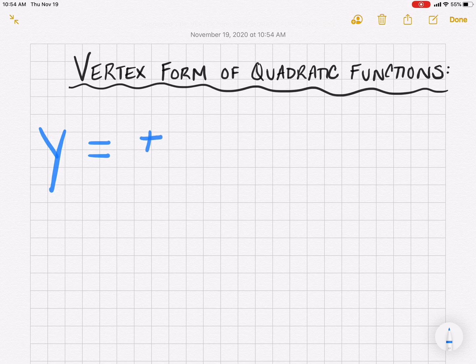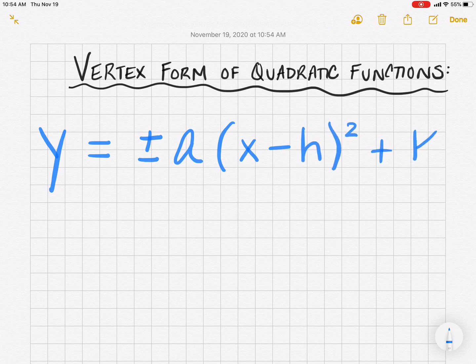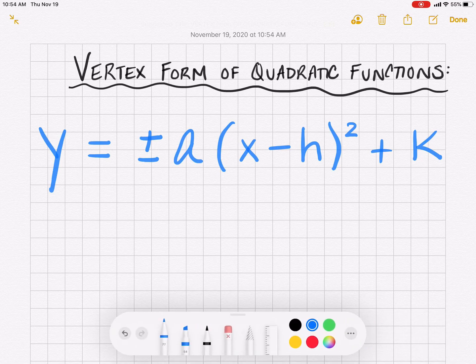So vertex form looks like this, plus or minus some a value, okay? And it's going to say quantity x minus h squared plus k. And the first thing that we're going to talk about is what all of these different pieces in this form, what those tell you about the graph. And so we're going to go back and forth between the calculator.